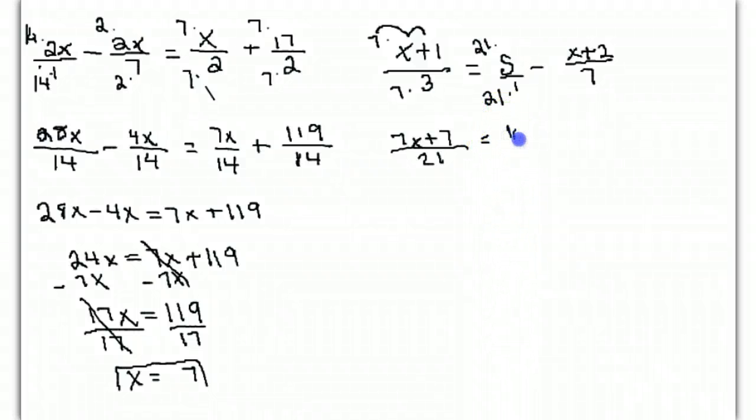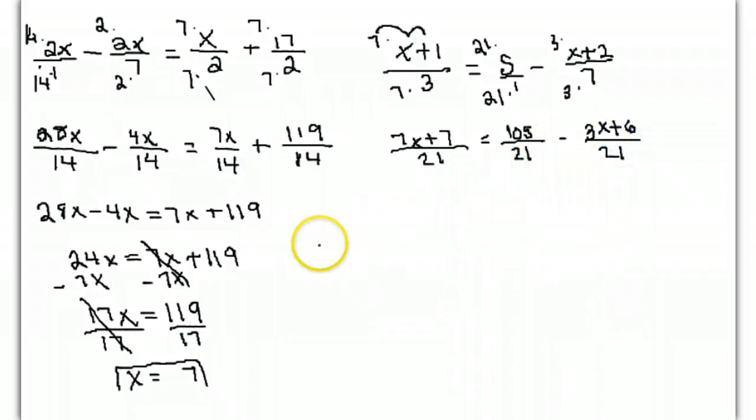So this is 105 over 21. And then what times 7 to give you 21? 3, so you got to multiply top and bottom times 3. And so what is the 3 times x plus 2? What does that give you? 3x plus 6 over 21.